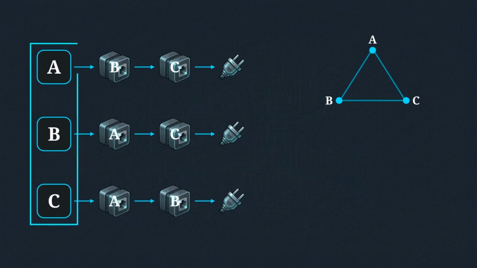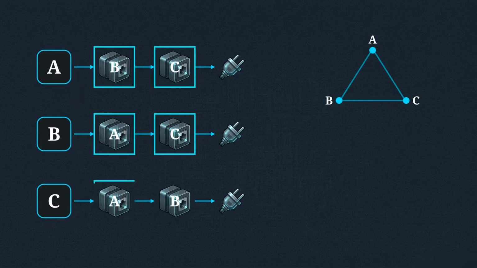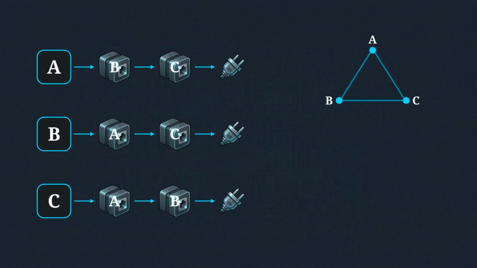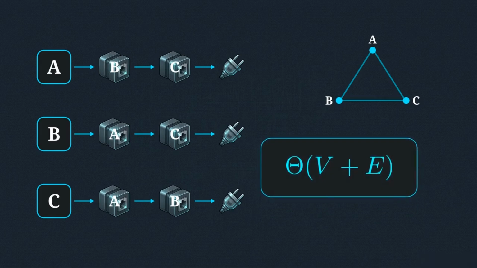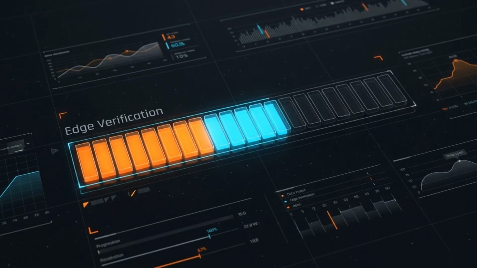This approach scales linearly. The system only uses memory for actual data, not potential connections. Mathematically, this lowers the space complexity to theta V plus E, drastically reducing the memory footprint. But this spatial efficiency comes at the cost of operational speed.